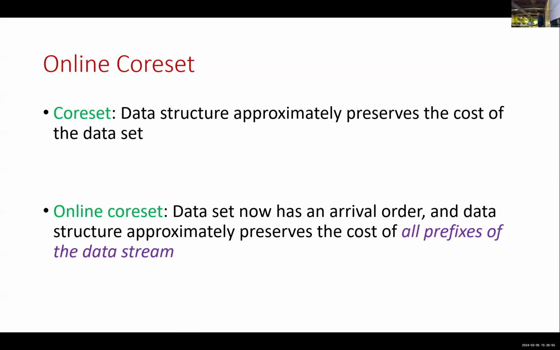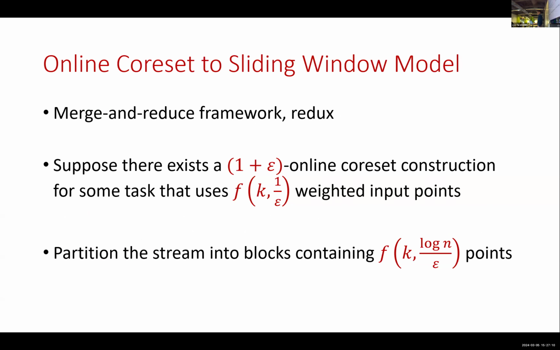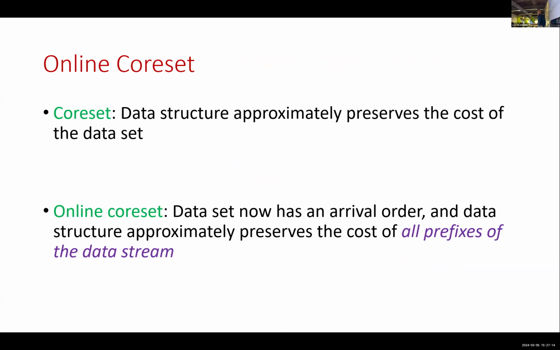Okay, so that is a core set. And now I want to talk about online core sets. The intuition here is that we can essentially view this, like Ruben said, backwards. Let's suppose that we have some data structure that preserves the cost for any prefix of the stream.